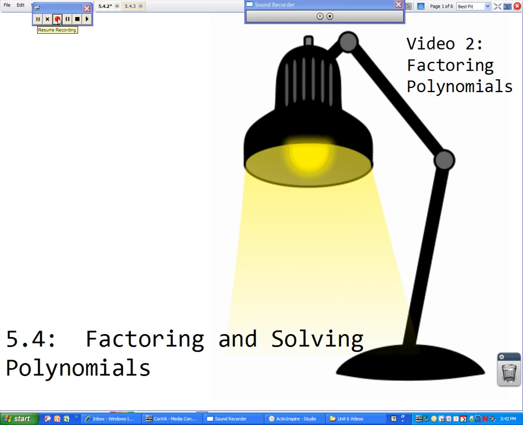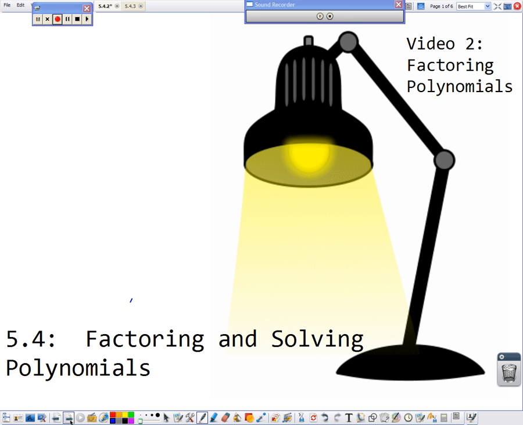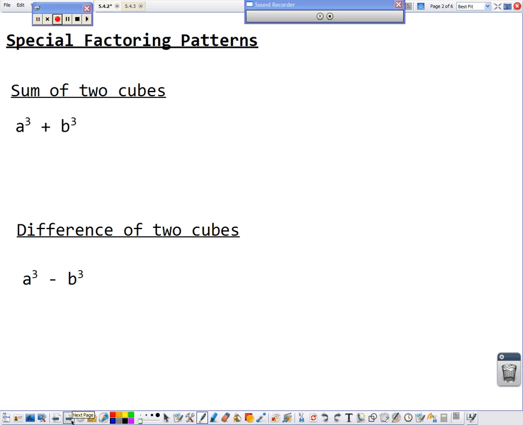All right, so let's go ahead and get started. The first thing we want to take a look at and explore is some of our special factoring patterns. There are two of them. The first one is called the sum of two cubes.